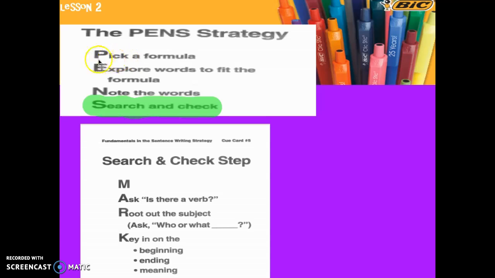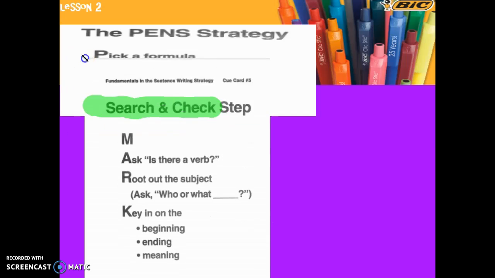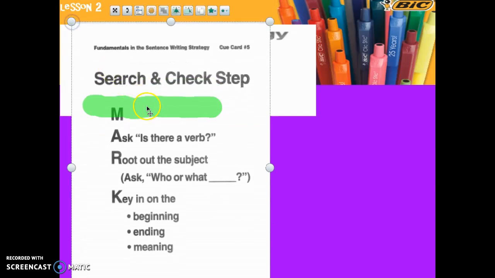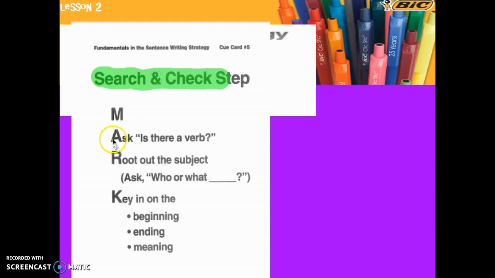Okay, so boys and girls, in the PEN strategy, when you are just going to mark a sentence, not necessarily creating one on your own, just marking one that's already been made, you're going to go right to the S step in the PEN strategy, search and check. Here's where we mark up our sentences. So in the search and check steps, we start with A. Eventually this is going to spell MARK as a way to help you remember the steps, but we're just going to start with A for now, and M will come in later.